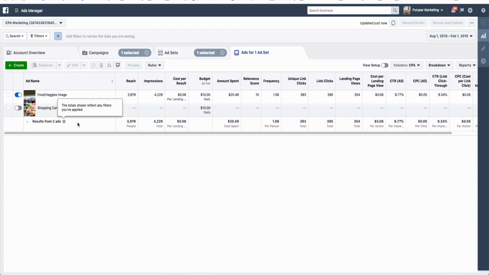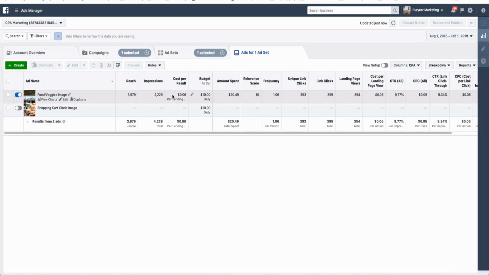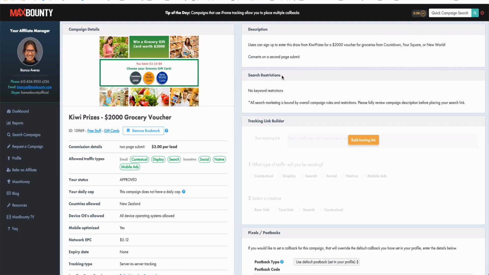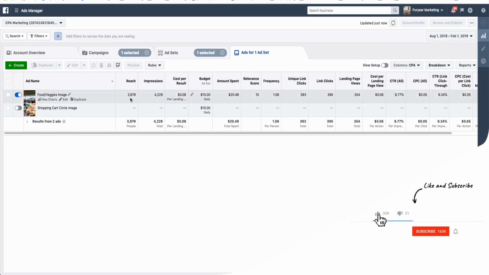So essentially, we're testing different images compared to different copy. You have to test different types of images, different types of copy to see what works, and then you have to test the audience as well, right? So for this particular campaign, I was running traffic to New Zealand. I was running traffic to people who were 35 to 44 because they're females who are going grocery shopping, right? That age group is going grocery shopping. So I was spending about $10 a day.